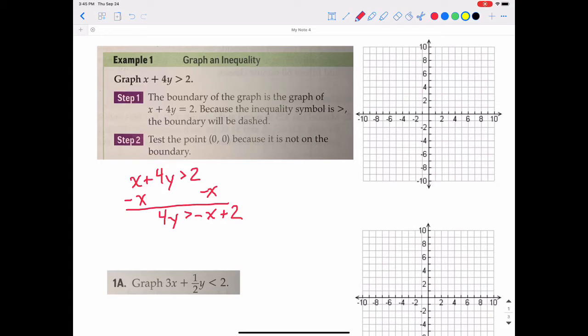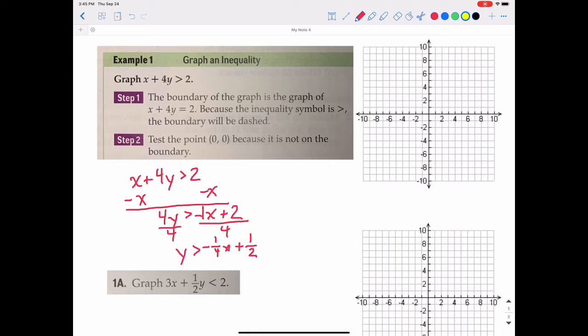And I'm going to put the negative x part first because, again, if we're trying to get it to slope-intercept form, that's going to be closer to the y equals mx plus b that we're looking for. And then we finish it up by dividing by 4. So y is going to be greater than, now remember there is a negative 1 in front of that x, so when we take negative 1x divided by 4, we get negative 1/4 x. And when we take 2 divided by 4, that simplifies to 1/2. So it's y is greater than negative 1/4 x plus 1/2.